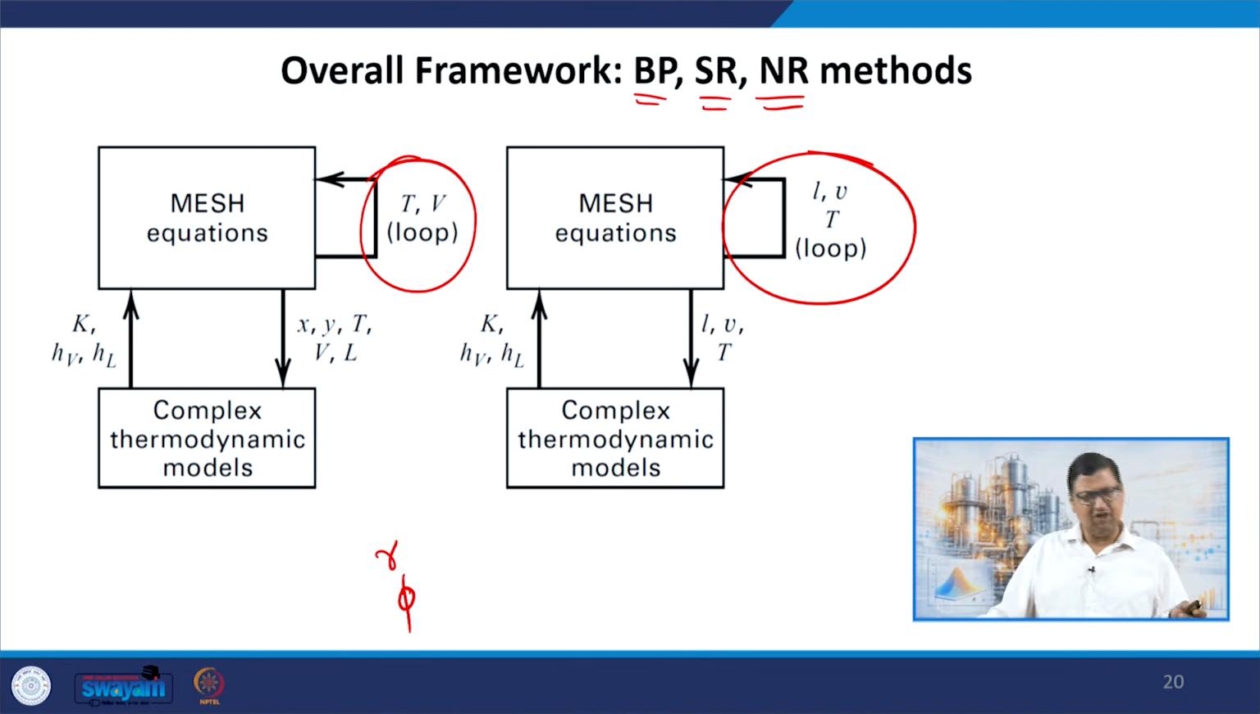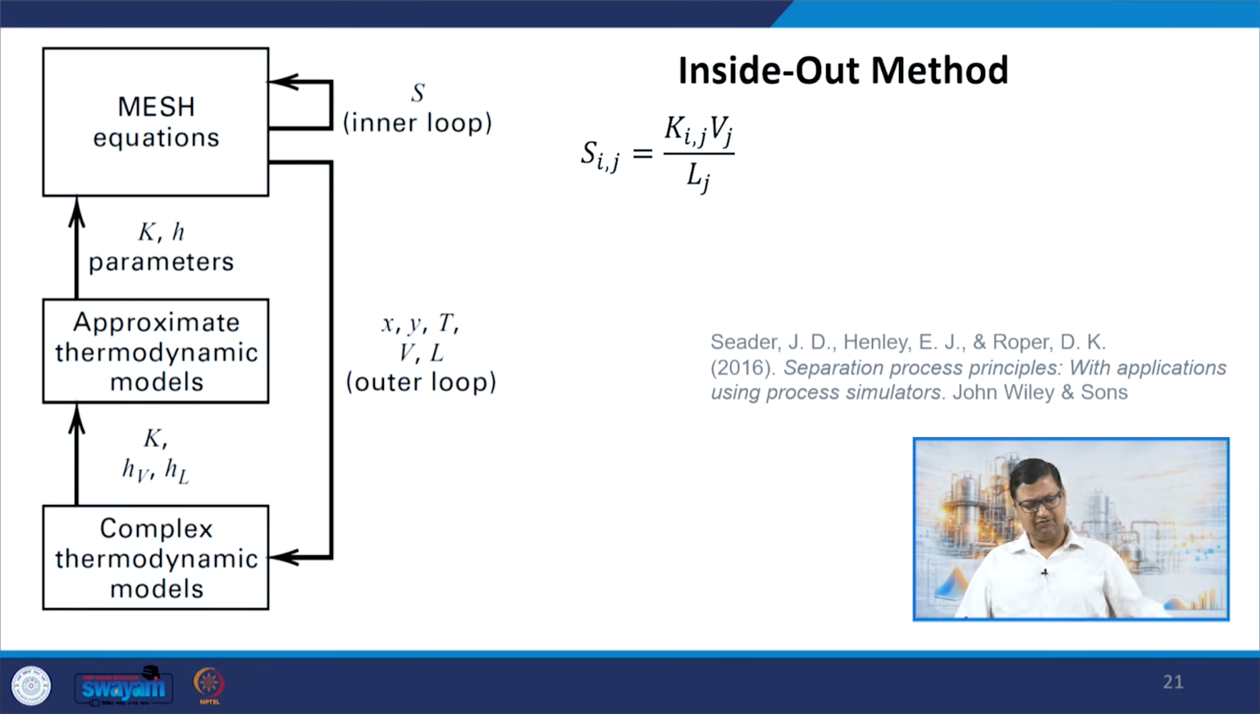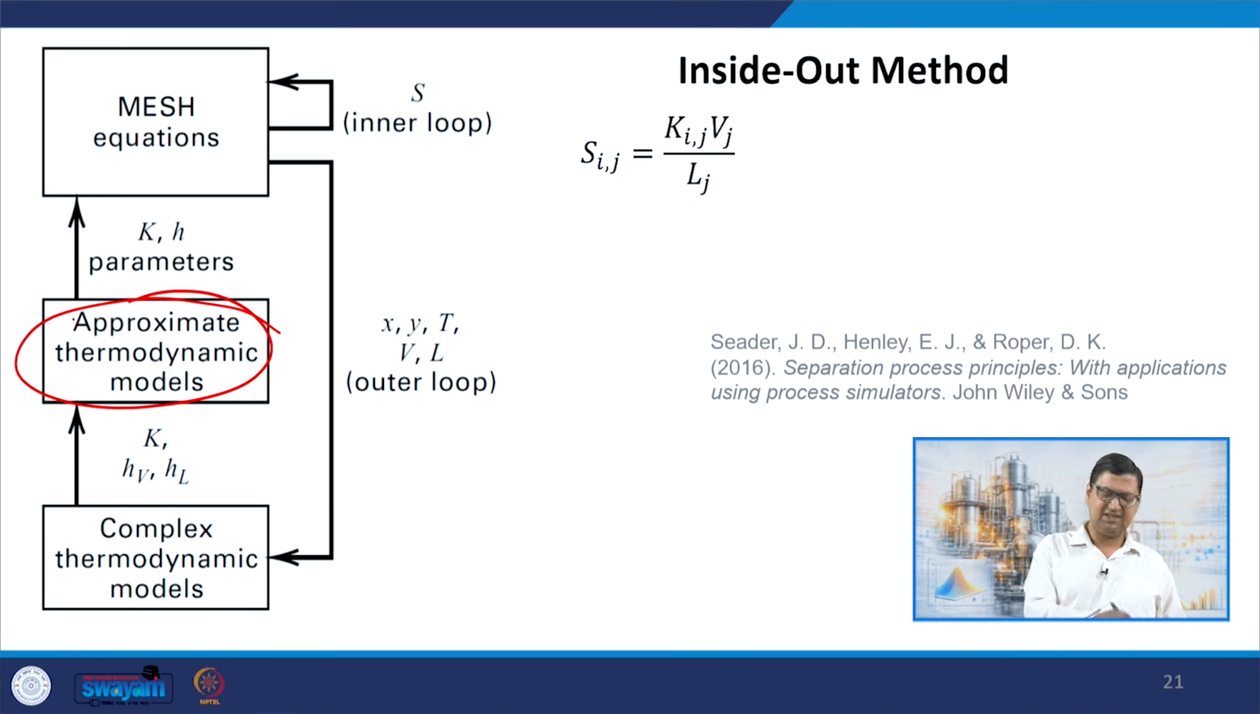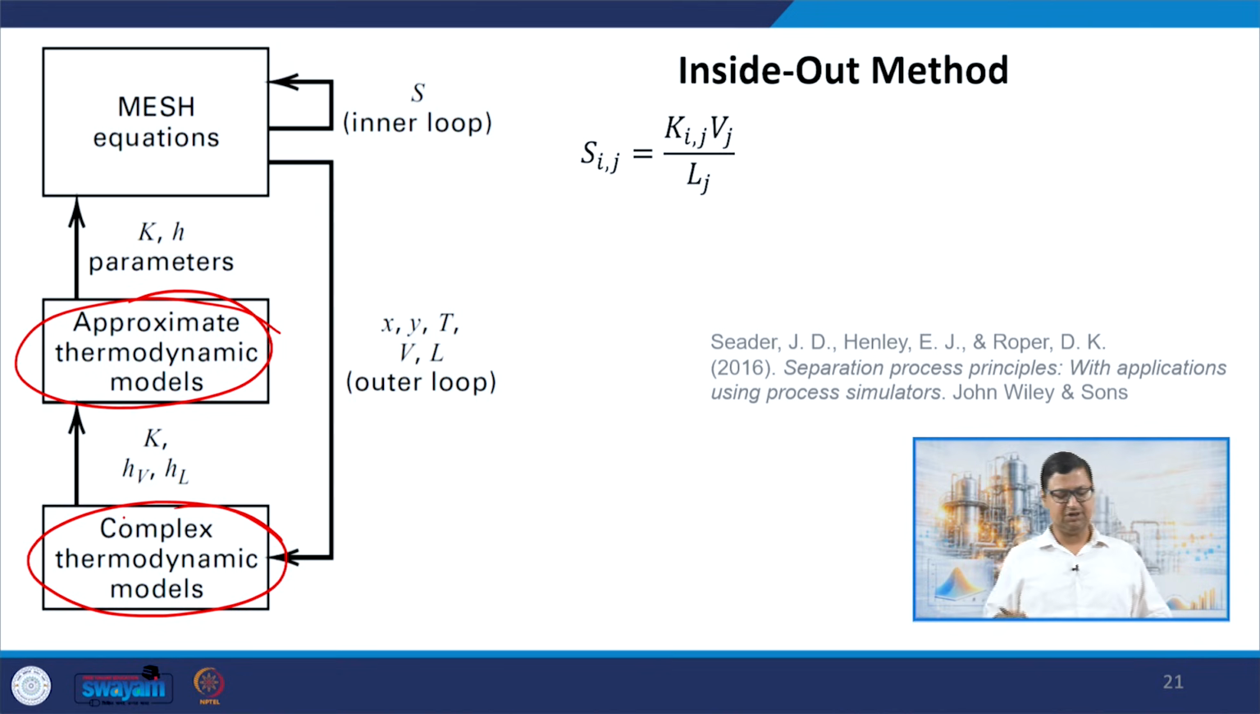There is an alternate way of doing it that will reduce computational cost and can provide faster, more efficient simulation software, and that is the following. What we do is some part of the iteration we perform using approximate thermodynamic models, and the other part we perform using complex thermodynamic models, right.